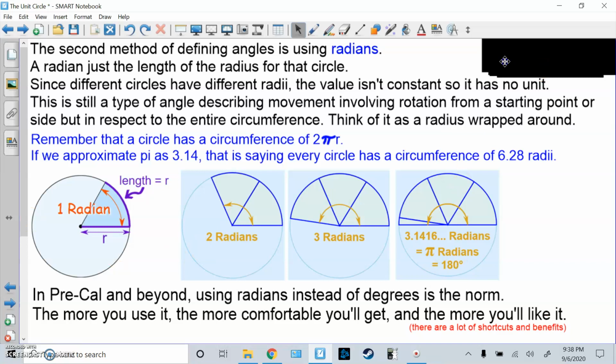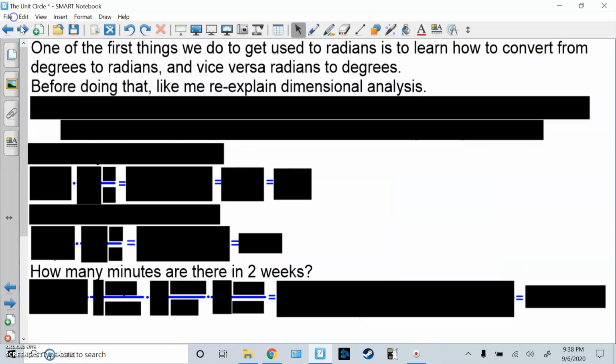In pre-cal and beyond, using radians instead of degrees is the norm. The more you use it, the more comfortable you get, and the more you like it, and there are a lot of shortcuts and benefits to using radians over degrees. So one of the first things we've got to get used to when using radians is learning how to convert from degrees to radians and vice versa, radians to degrees.